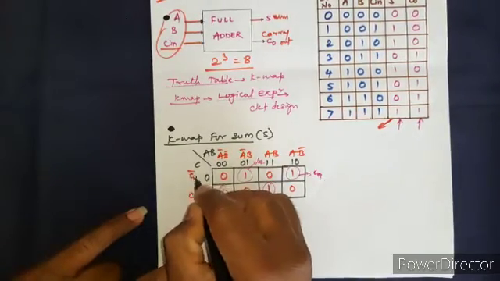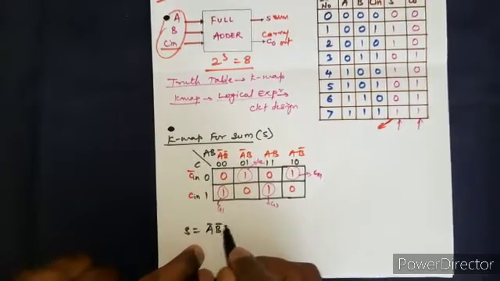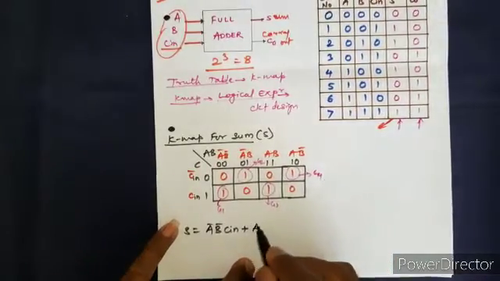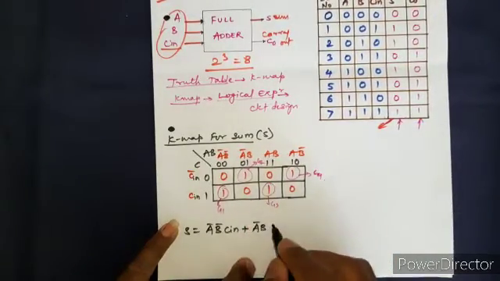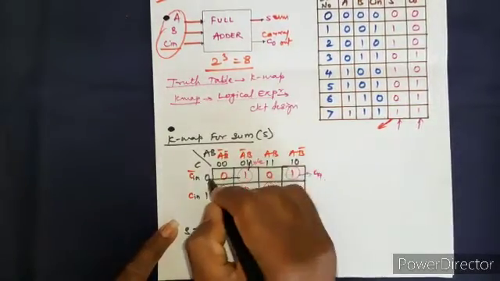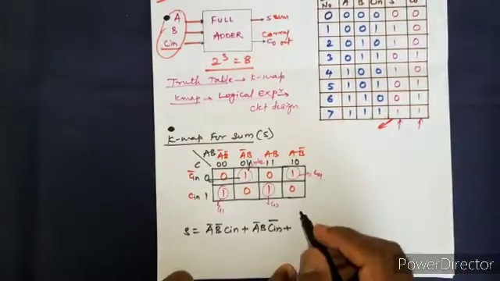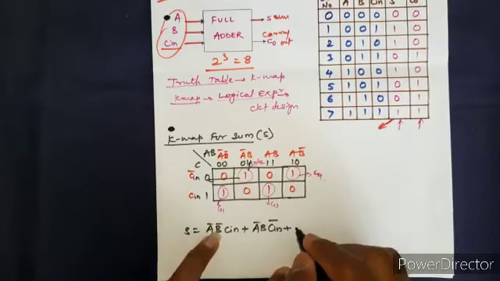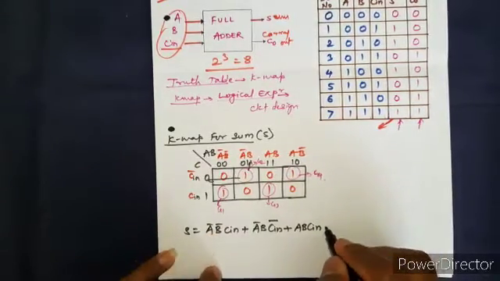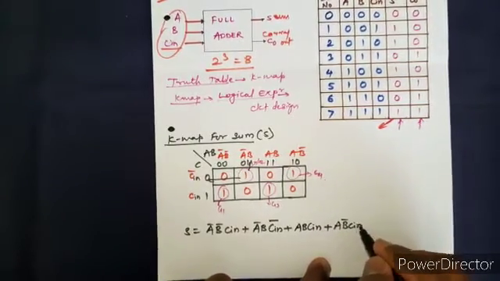This we can consider C in. Okay, so this is A bar, B bar, C in, plus what is group 2? A bar, B, C in bar. You can see if we go this way and this way, plus this group 3 is A, B, C in, and group 4 is A, B bar, C in bar.